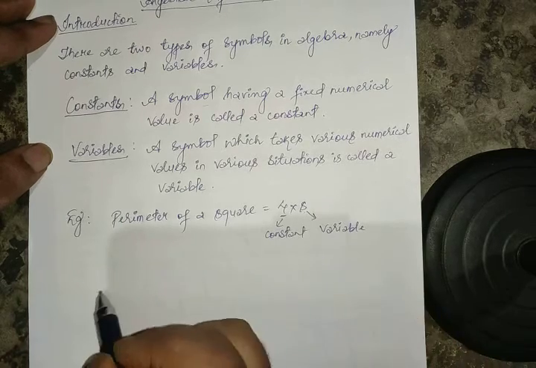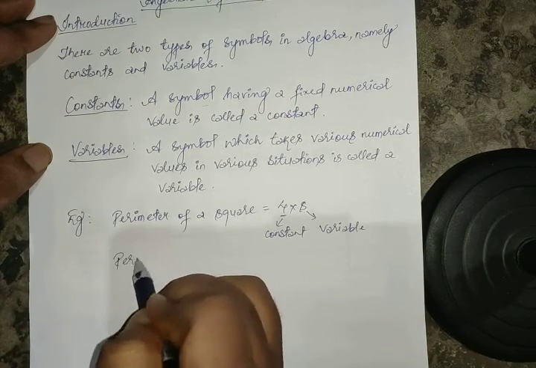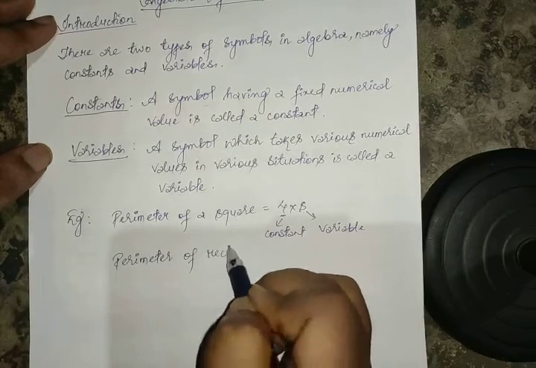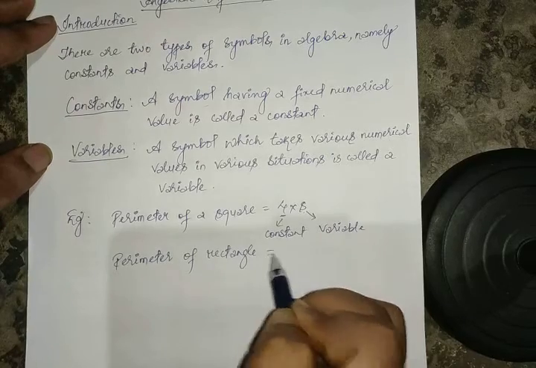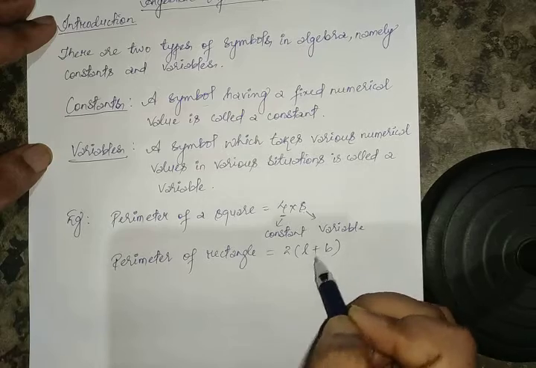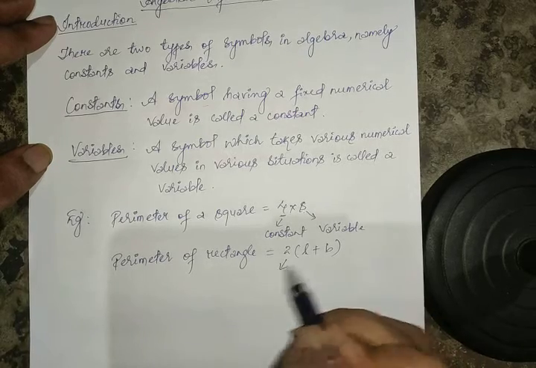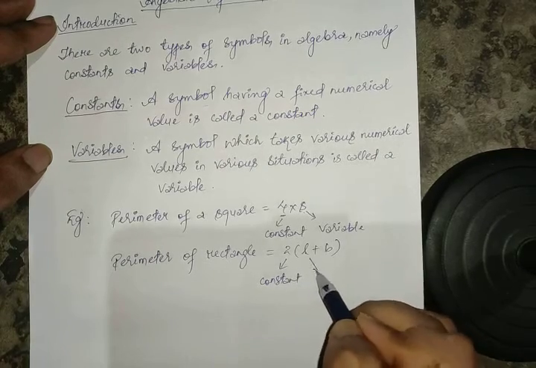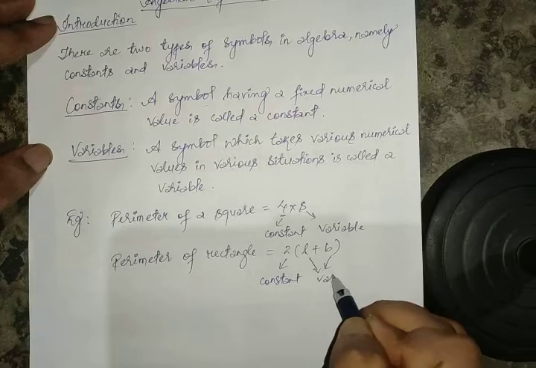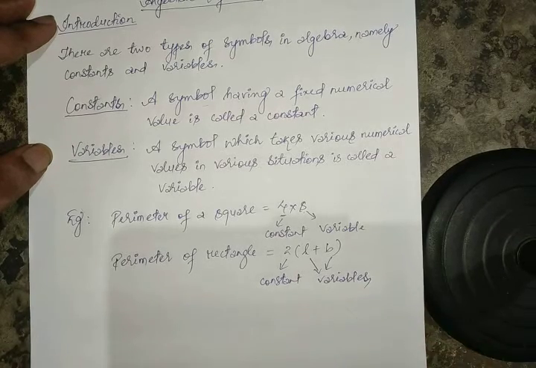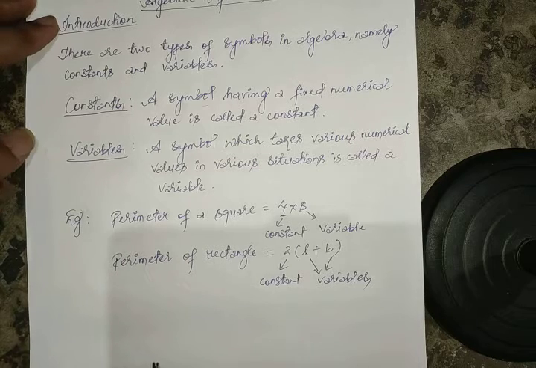We can take one more example, say the perimeter of a rectangle. The formula for the perimeter of a rectangle is 2 into (length plus breadth). This L is length and B is breadth. So here also the number 2 is a constant, and this L and B are variables. So I hope it is clear what are constants and variables. When we do the exercise, we'll understand better.